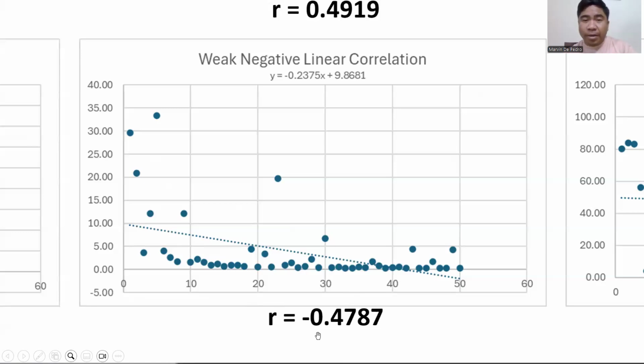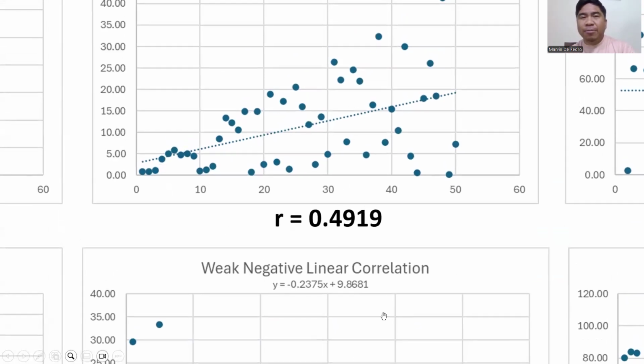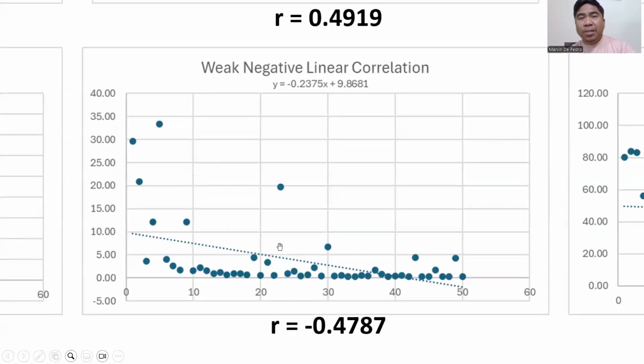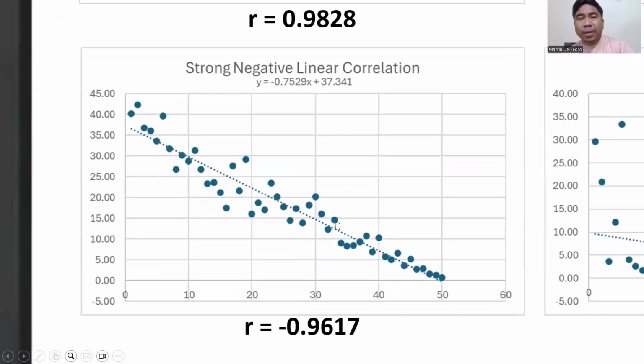This value of R indicates a weak correlation, because it's around 0.5. But this time it's already negative. The one that we had before is positive, upward, although not really that accurate, while this one is downward. Okay. So that's an example of a weak negative linear correlation.